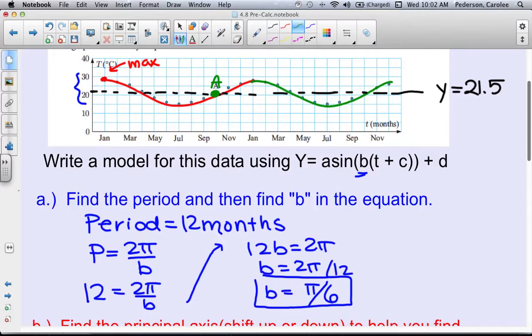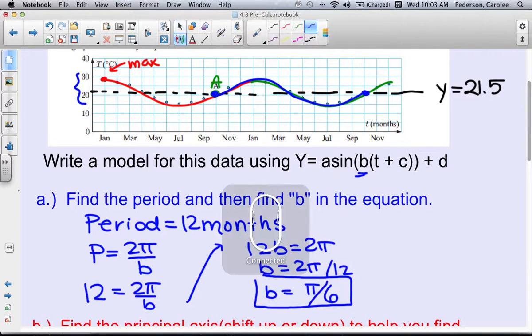And then that point A starts here, and it goes up, comes back down to the principal axis, and then finishes off. And that is one revolution of the traditional parent function. So we have to figure out how much it shifts to the right. Do you agree it shifts to the right?